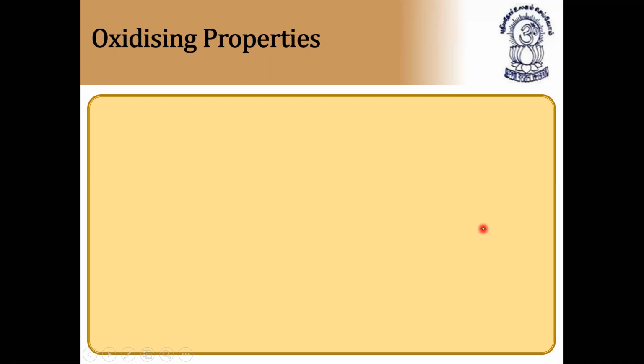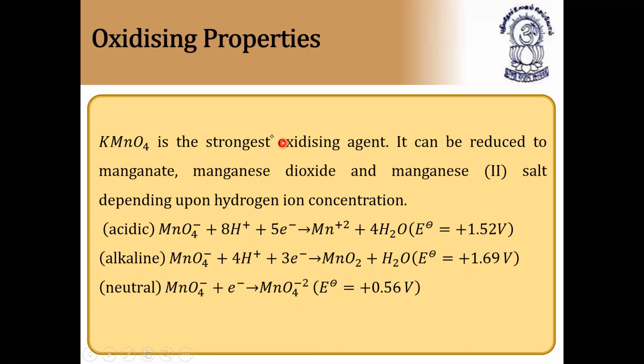Potassium permanganate is also a strongest oxidizing agent. It is called the strongest oxidizing agent, meaning it brings about oxidation to others and itself undergoes reduction. It can be reduced to manganate, manganese dioxide, and manganese 2 salt, depending upon hydrogen ion concentration. In acidic medium, permanganate ion changes to Mn plus 2. Very, very important. From this, they'll ask, what is the equivalent weight of potassium permanganate in acidic medium?